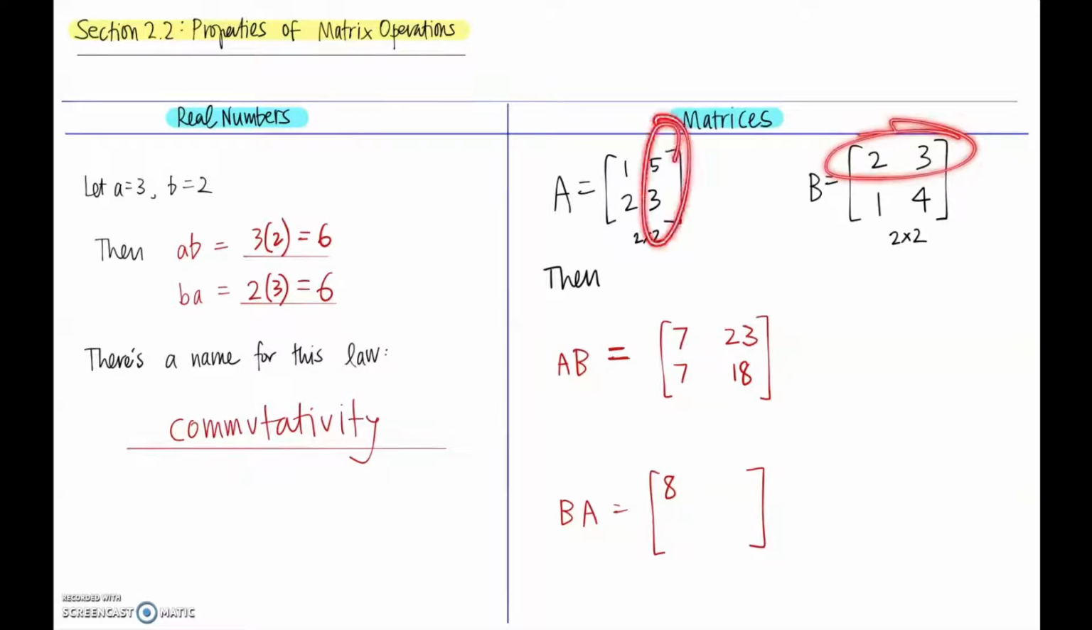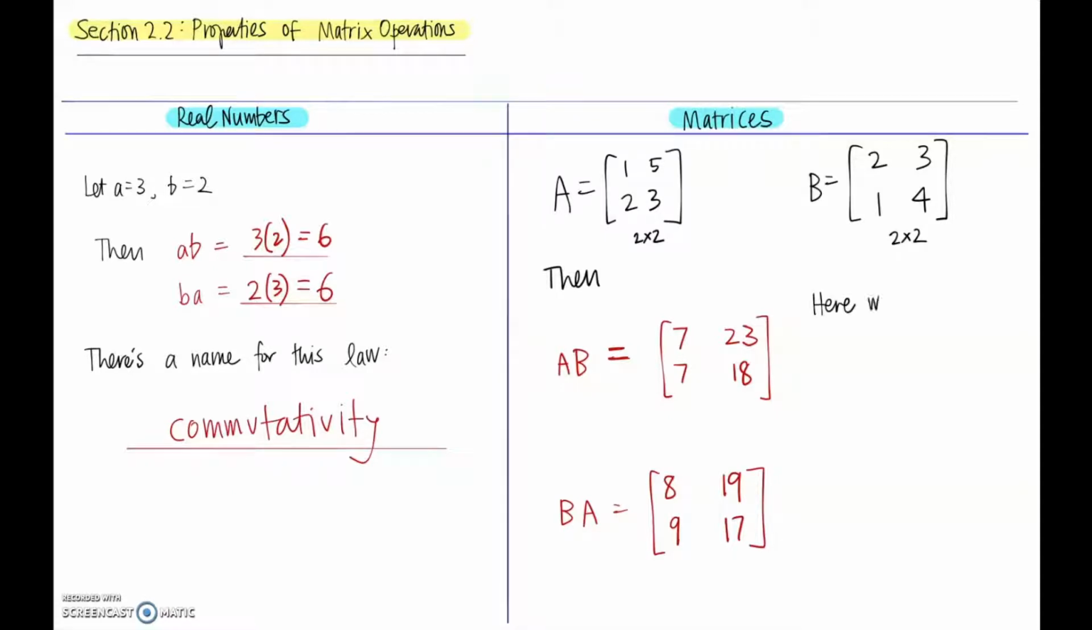2 and 3 with 5 and 3, that's 10 plus 9 is 19. And now this row here with this column, that's 1 plus 8, which is 9. And last one, 1 and 4 with 5 and 3, that's 5 plus 12, that's 17.